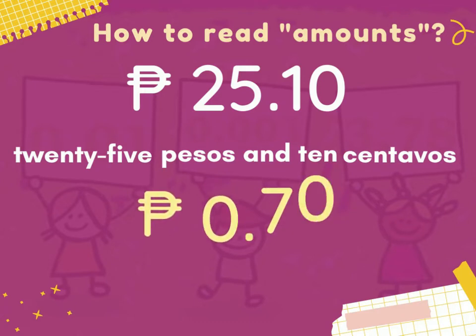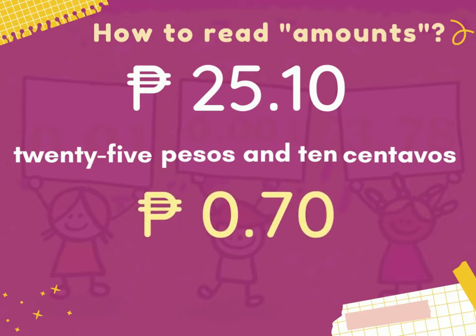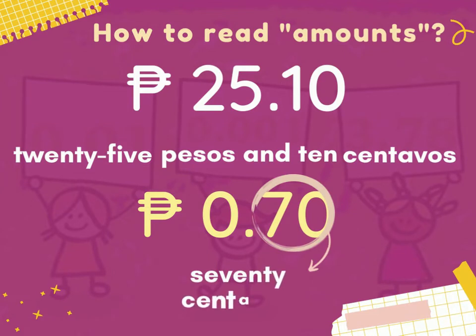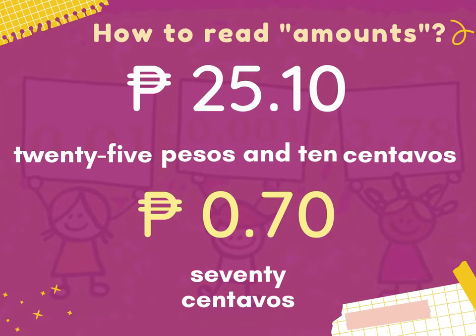How about this given amount? If there is no whole number, then immediately read the number in the decimal part. So, in the decimal part, we have 70. Then, mention the word centavos. This amount is read as 70 centavos.